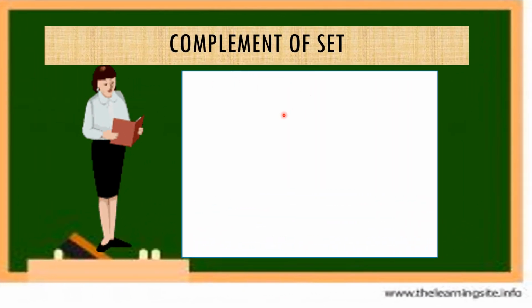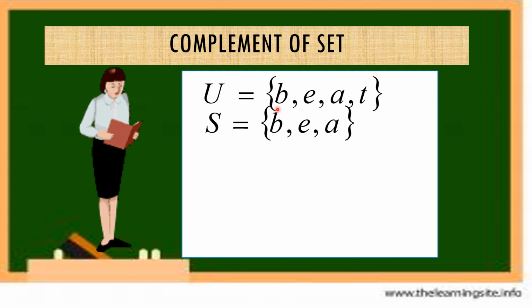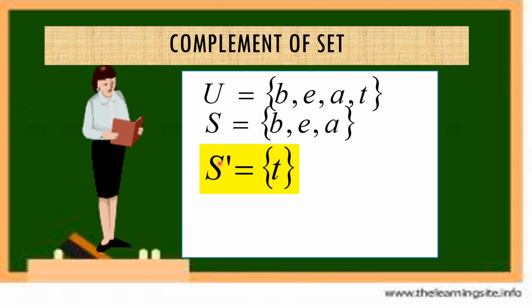Complement of a set. Set U is a set whose elements are B, E, A, and T. Set S is a set whose elements are B, E, and A. What is in U that is not in S? The answer is letter T. So we have S prime, or the complement of S, is equal to the letter T.